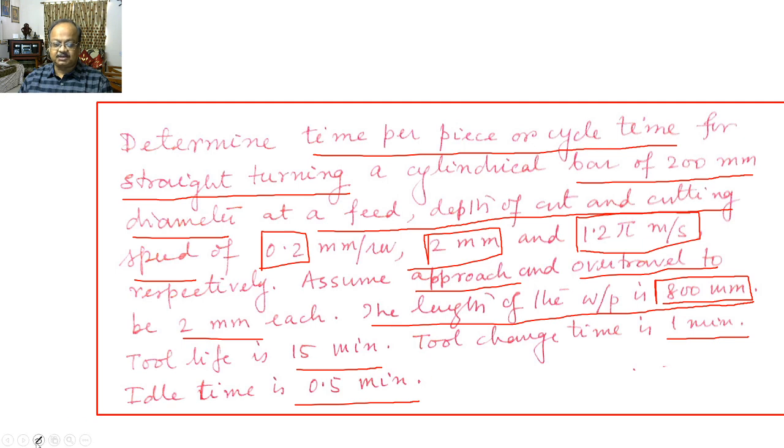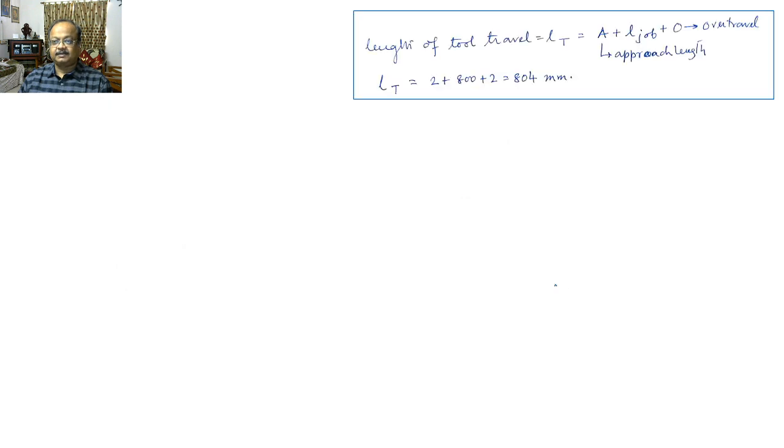With this particular data, you have been asked to find out time per piece, which is also known as cycle time. That means how much time do you require to produce a single part, or to undertake this particular machining operation. Now let us translate the data from the given problem statement into solution.